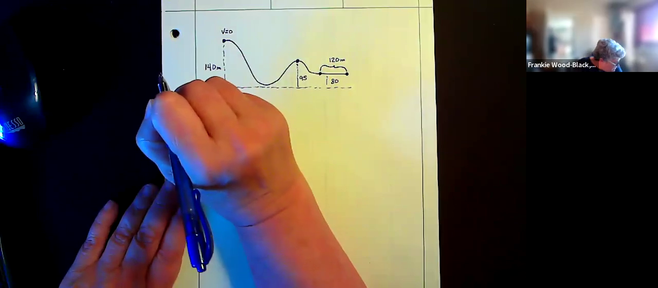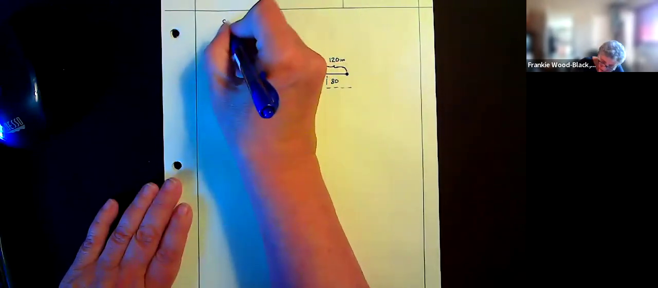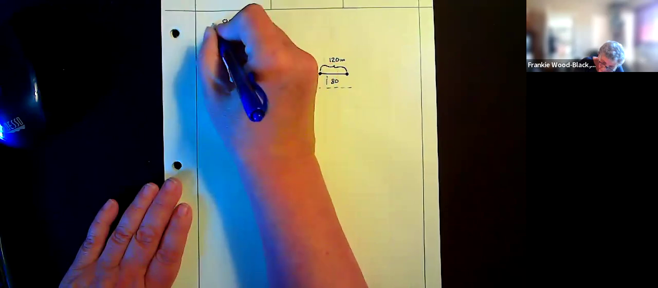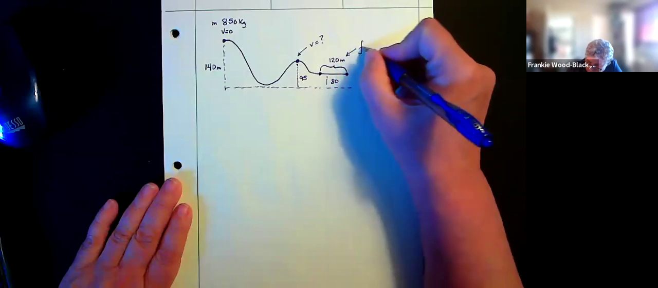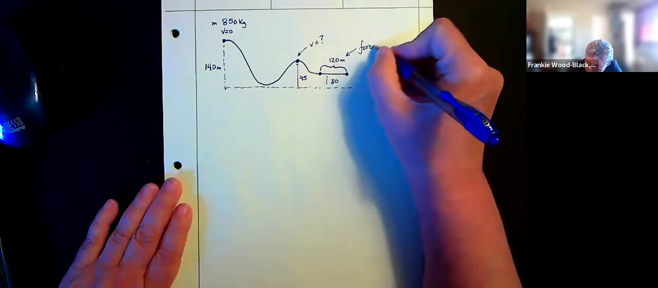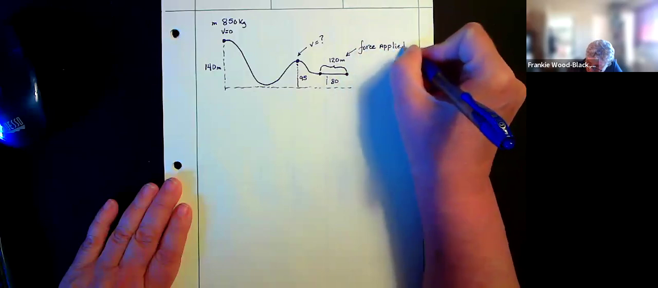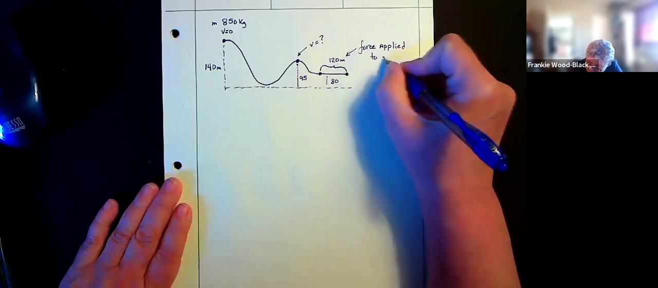We're going to use that the mass of my car is 850 kilograms. We want to know the velocity at this point, and we want to know the force applied to stop the car.